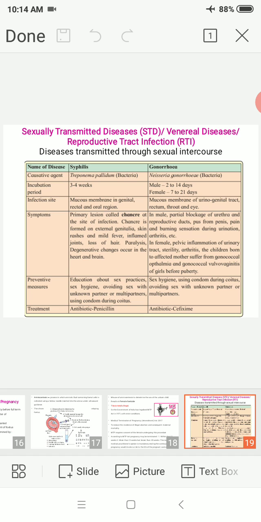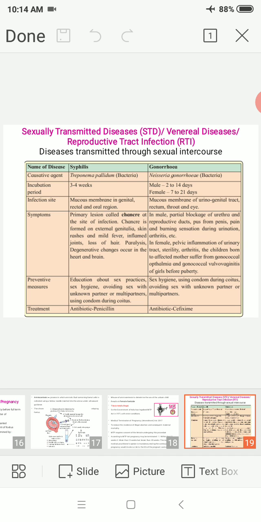Next one, sexual transmitted disease, STD, or venereal disease, or reproductive tract infection, RTI.